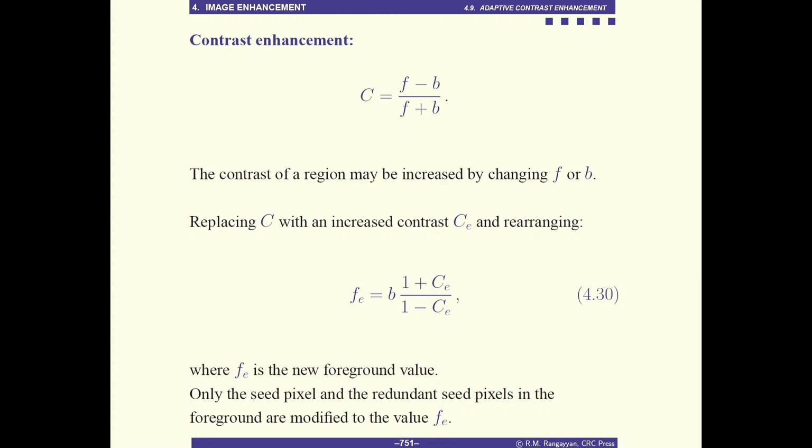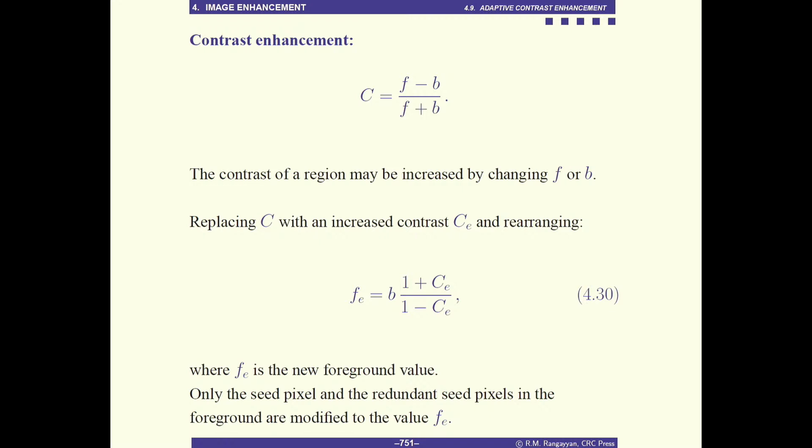So this is the seed. So there is B, and there is contrast, C becomes CE. So using B and CE, you find the new value for F and put that to the seed pixel location, which is that. Just turn that equation around.